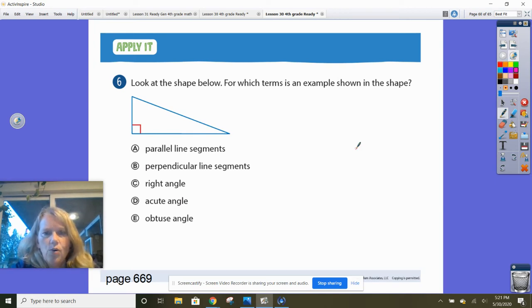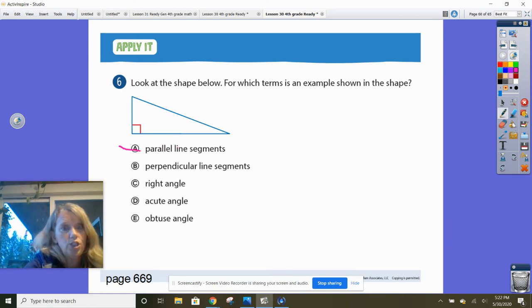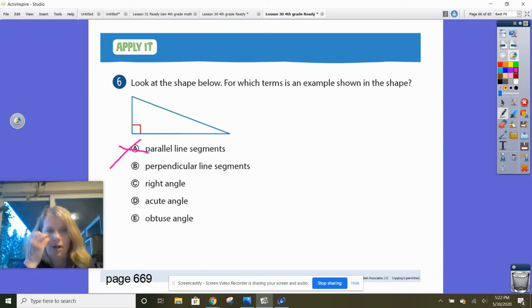Look at the shape below. For which terms is an example shown in the shape? So I guess which one of these terms is in this shape? Maybe there's more than one. Do we see parallel line segments? No, we do not. No parallels. Can't have parallel when triangles don't have parallel.